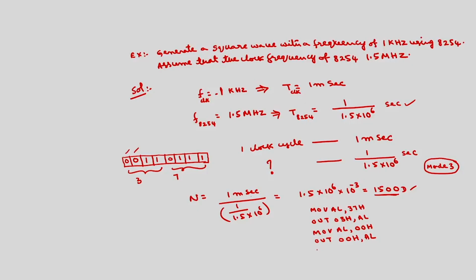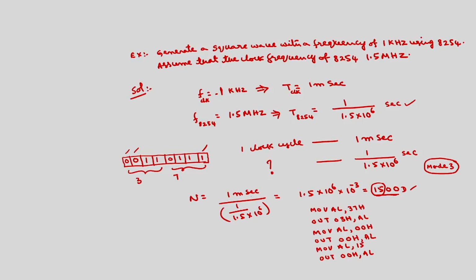Then you load MOV AL comma, the higher order 8 bits of the count, which is 15, then OUT 00H comma AL. Here we give 15 because you have set this as a BCD counter. 15 will not be taken as hexadecimal, it will be taken as decimal. Okay. Now we have loaded this, so we just have to jump here itself.